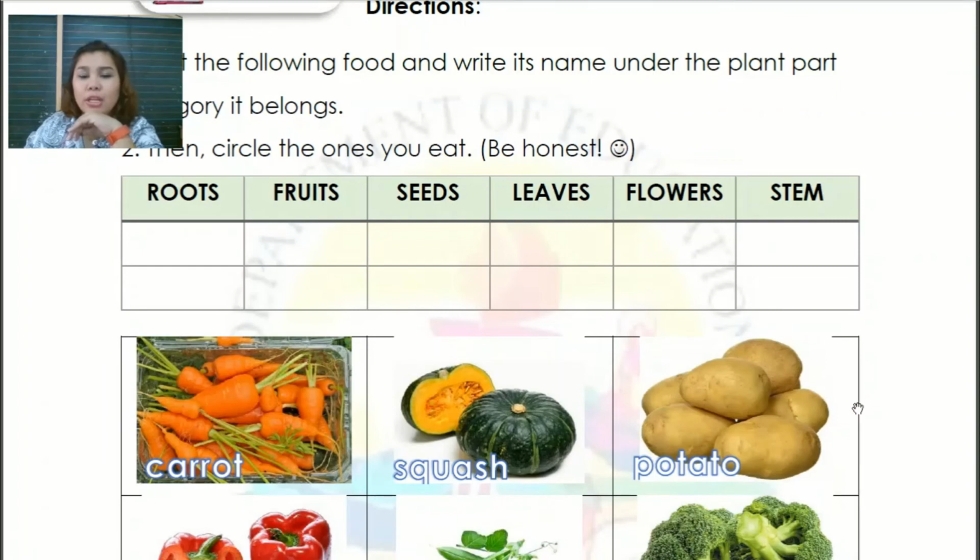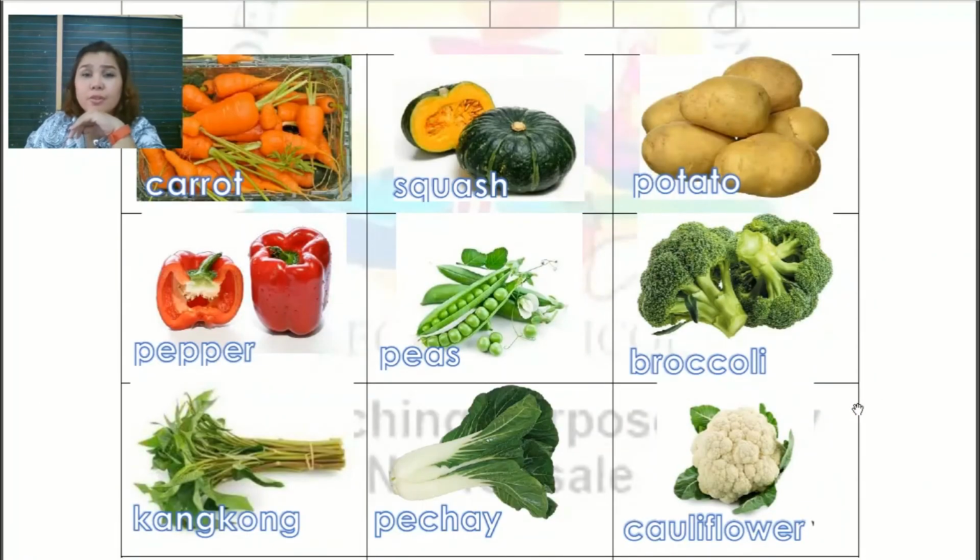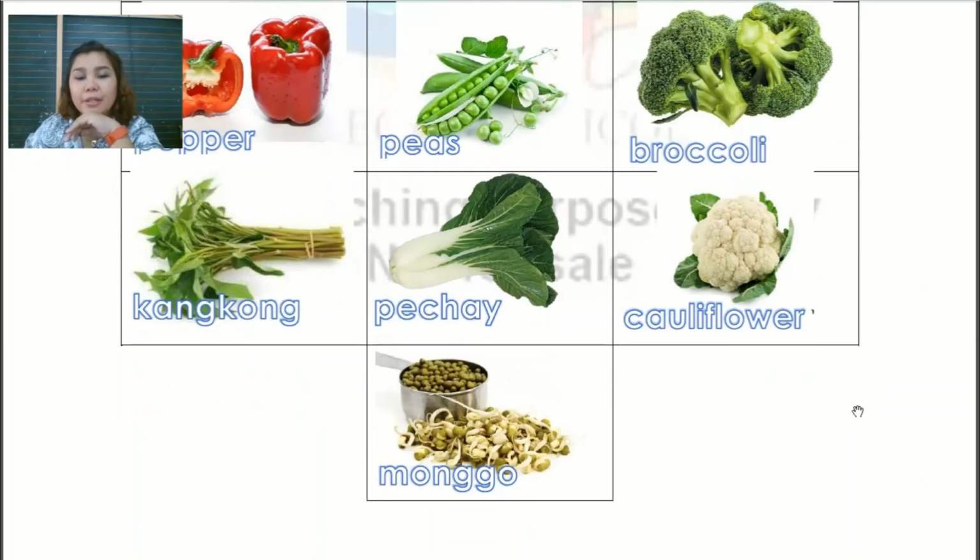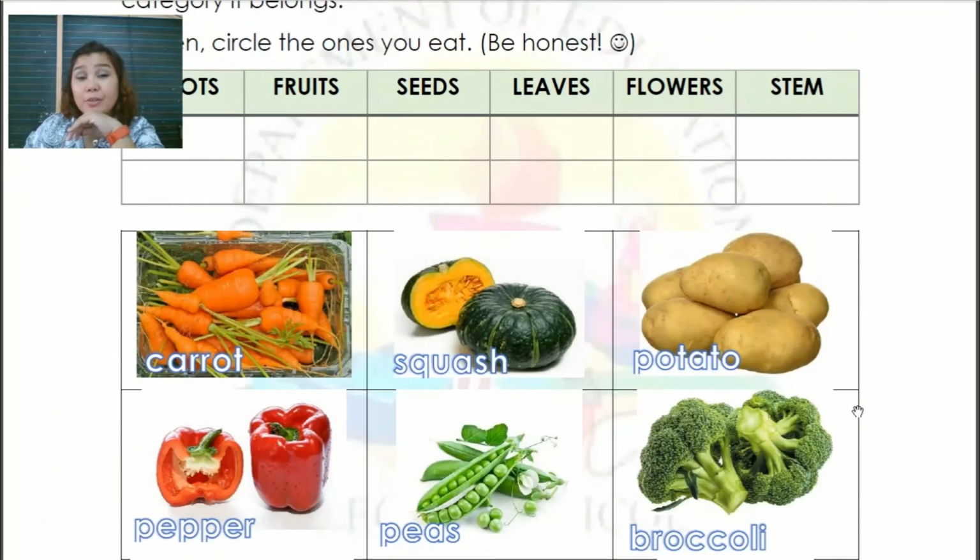Teacher, lahat ko po yung kinakain. So good. So you have to encircle all of them. Teacher, wala ko diyang kinakain kasi ayoko ng vegetables. So you don't need to encircle them, but you have to learn eating one of those.